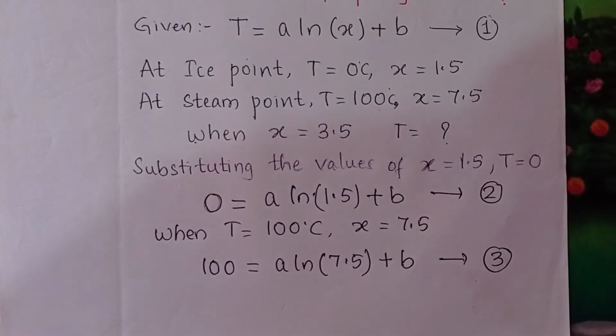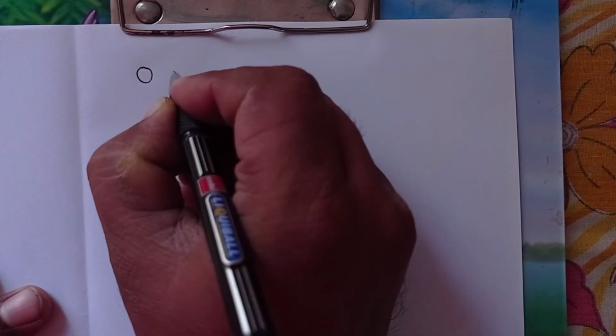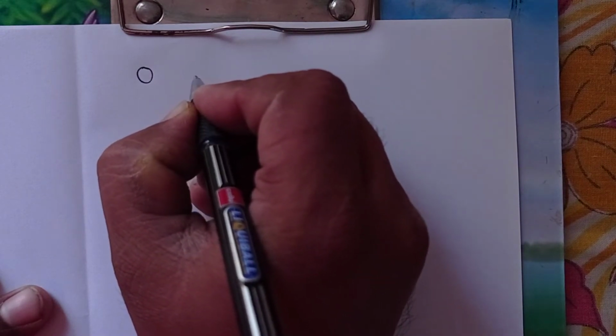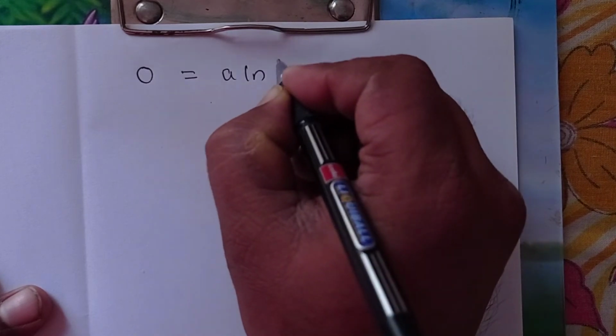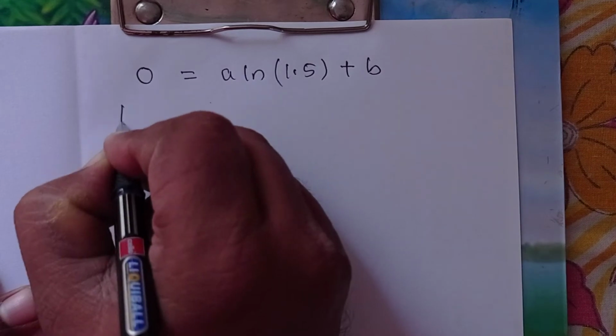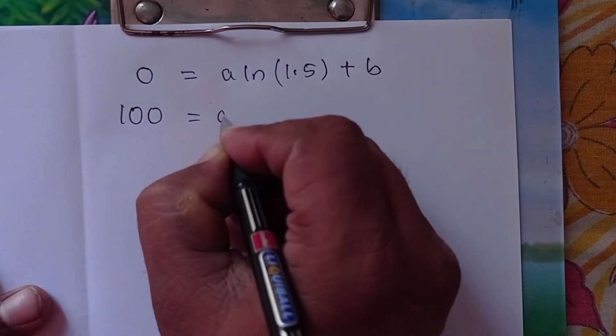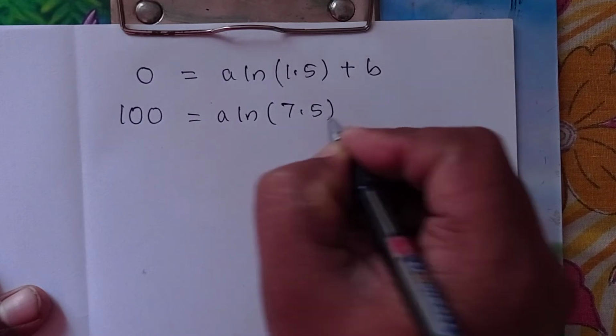So now what I can do is I can solve these simultaneous equations. So let me write down the two equations and then we will solve. That is 0 will be equal to A ln 1.5 plus B, and 100 will be equal to A ln 7.5 plus B.